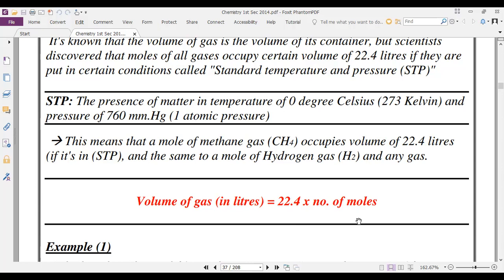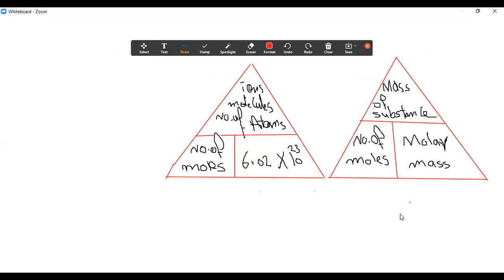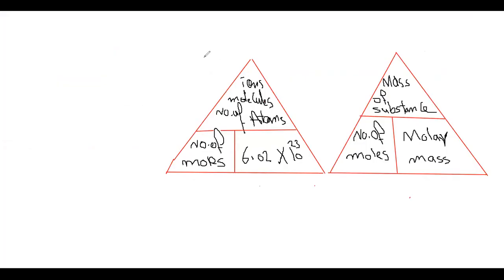The third important rule is that volume of gas in liters equals 22.4 times the number of moles. So what is the new rule? Try to listen to me. The third rule completes the three chemistry pyramids. They must be saved, Mariam, because they are very important rules.